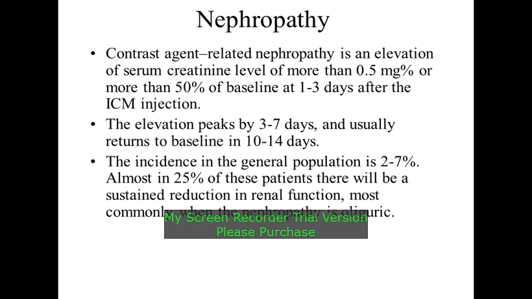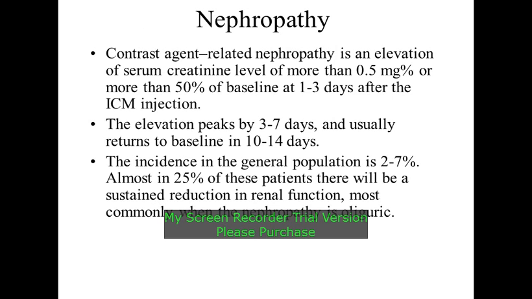Nephropathy. Contrast agent related nephropathy is an elevation of serum creatinine level of more than 0.5 mg% or more than 50% of baseline at 1 to 3 days after the iodinated contrast media injection. The elevation peaks by 3 to 7 days and usually returns to baseline in 10 to 14 days. The incidence in the general population is 2 to 7%. Almost in 25% of these patients, there will be a sustained reduction in renal function, most commonly when the nephropathy is oliguric.